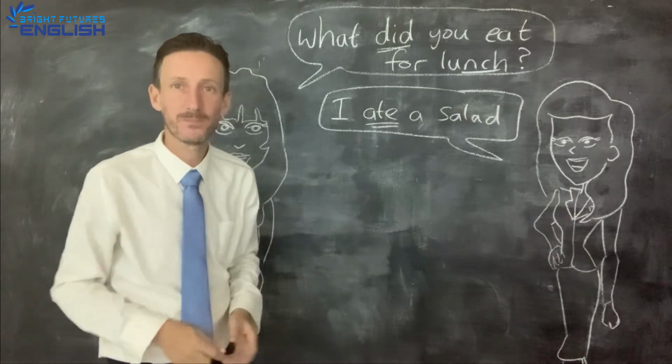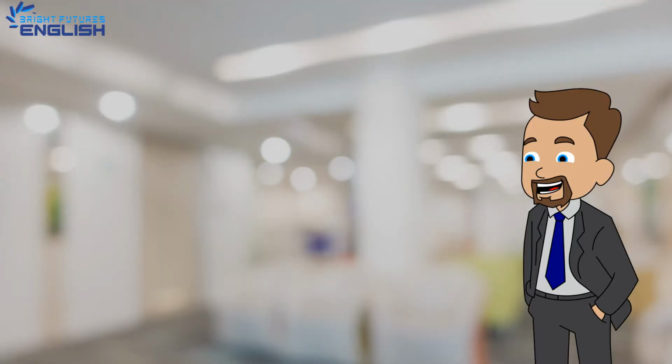I ate a salad. This is Mike. He works at the same company as Jenny and Helen, but in a different department. He likes Jenny, and everyone in the office knows. Jenny is single, but not interested in Mike.